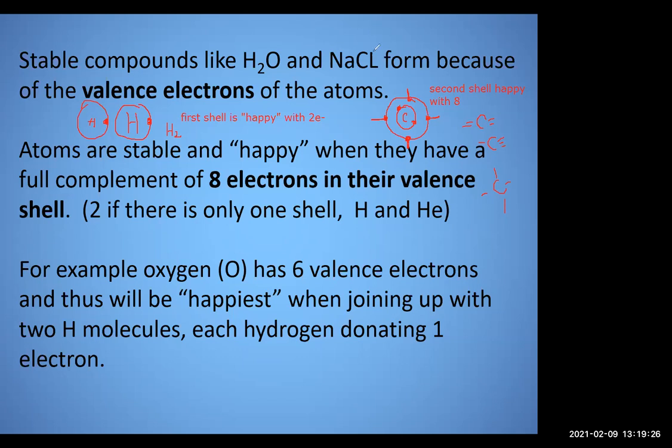Okay, so let's go into a little more detail about that. Oxygen has 6 valence electrons, so it's going to be happy. How many electrons is it going to want to be happiest? If it's got 6 valence, it's going to want how many in the outer shell?